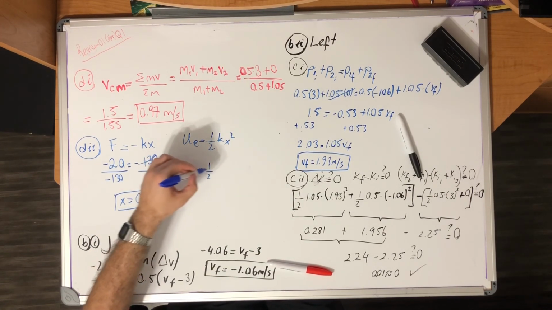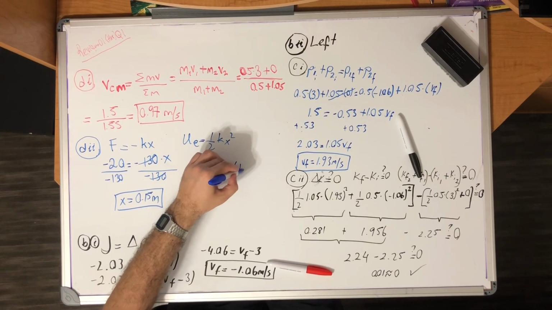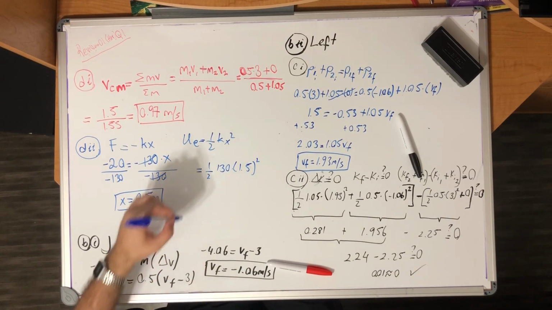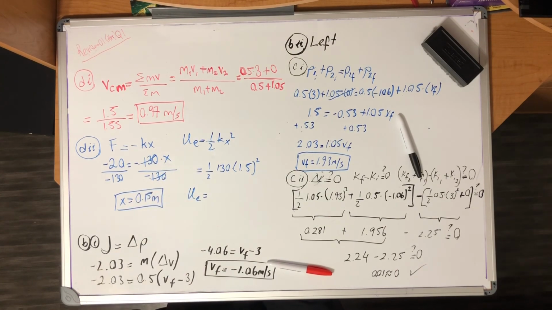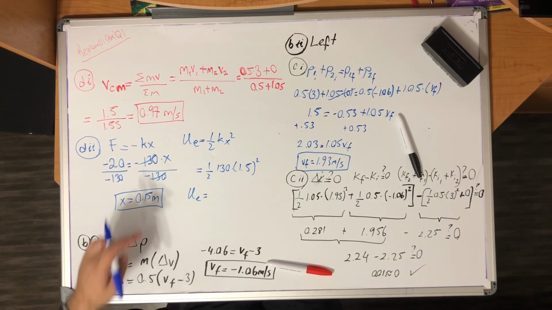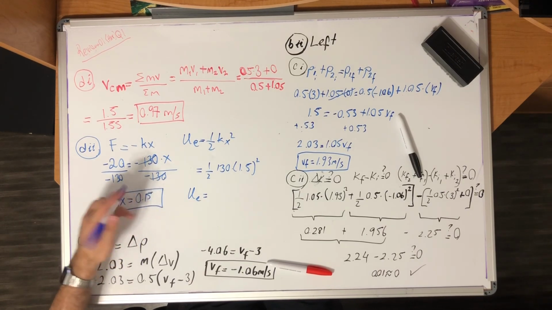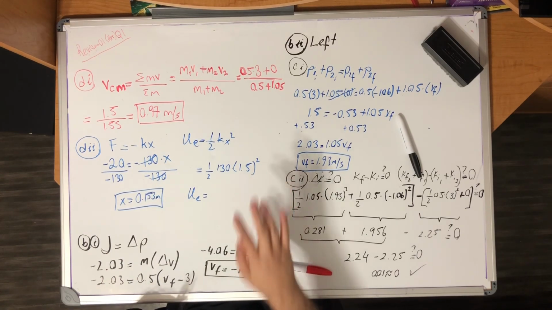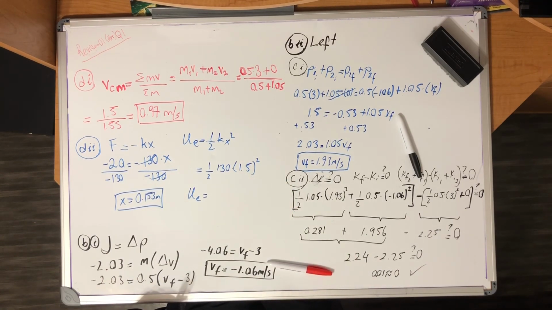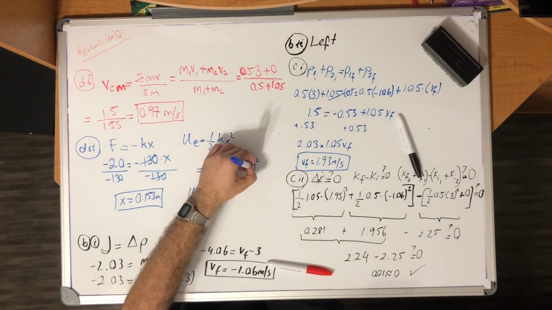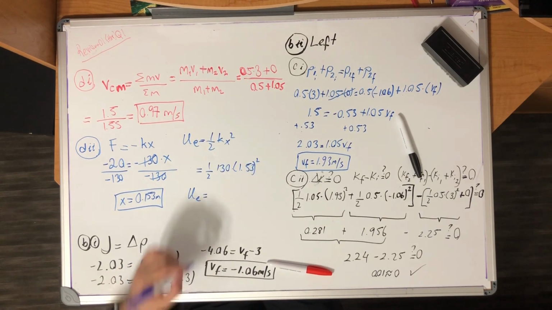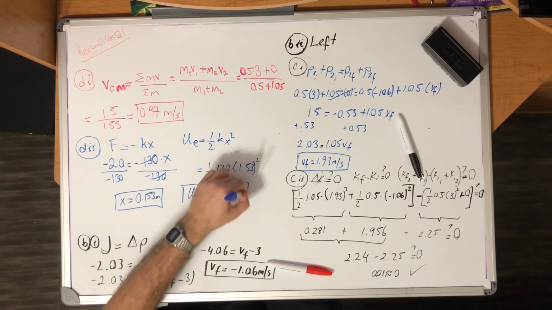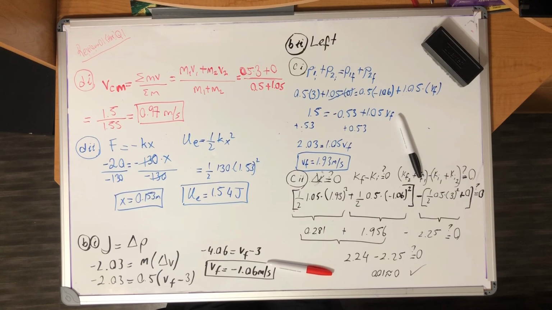So 1/2 times 130 times 0.15 squared, and once you do that, you find the actual number. Calculated with 0.15 squared, your answer will be 1.5 joules. Alright, so that is the solution for the first question in your homework.